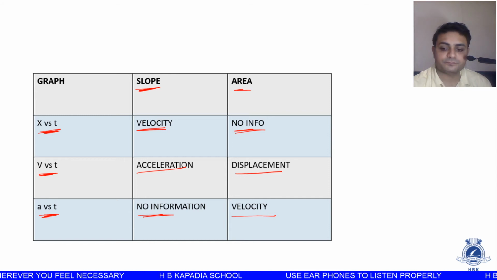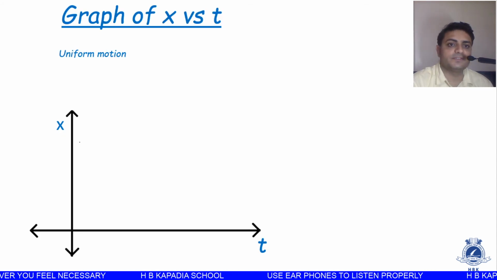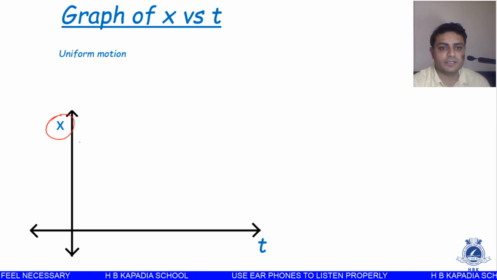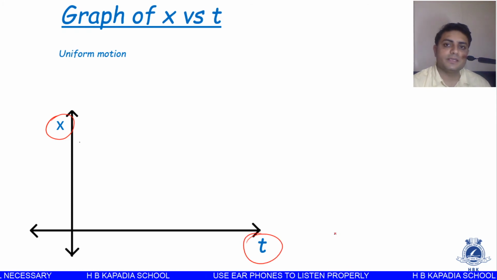First of all, let us see the graph of x versus t. This is a simple graph of x versus t. Over here it is written x and this is t. Here we'll consider x to be the displacement, or we can say it is a position, and delta x is of course called the displacement.